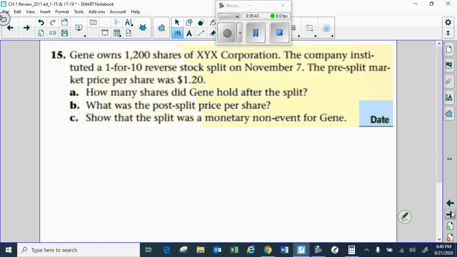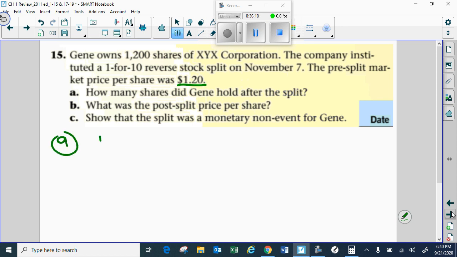All right, Gene owns 1,200 shares of XYZ Corporation. The company instituted a 1-for-10 reverse stock split. Okay, so it went down 10 shares per, divided by 10. Okay, so 1/10. The pre-split market price per share, so before the split, was $1.20.